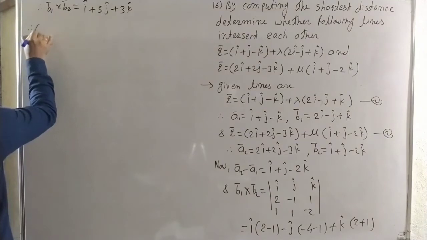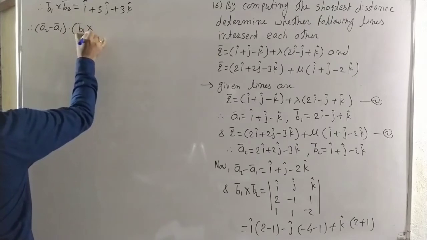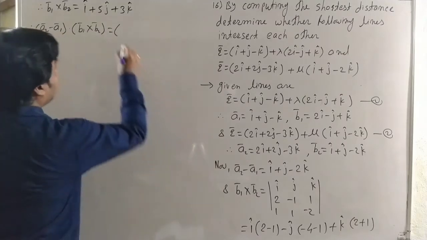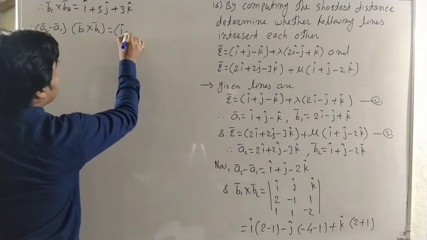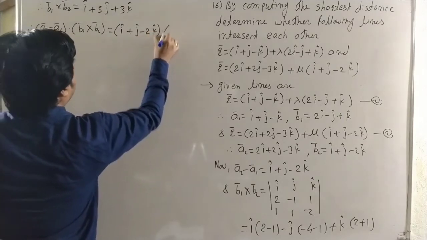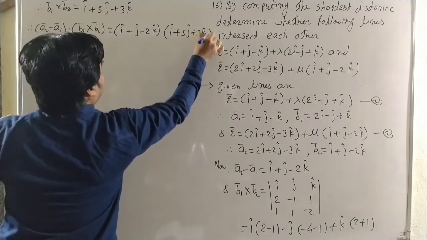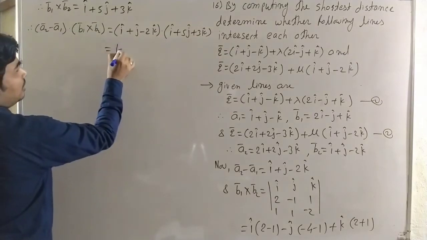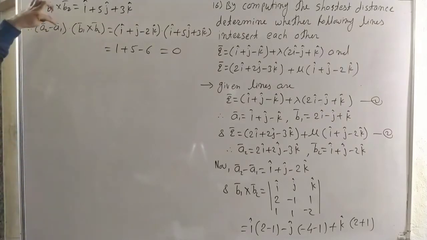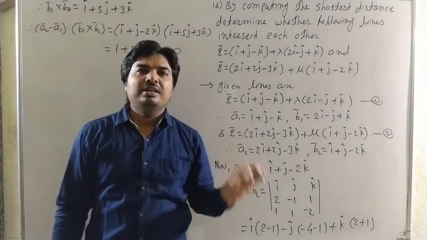Then a2 bar minus a1 bar dot b1 bar cross b2 bar is equal to (i cap plus j cap minus 2k cap) dot (i cap plus 5j cap plus 3k cap). Now take the dot product. It is 1 plus 5 minus 6, which is 0. See carefully here: a2 bar minus a1 bar dot b1 cross b2 is 0. That means the lines intersect each other.